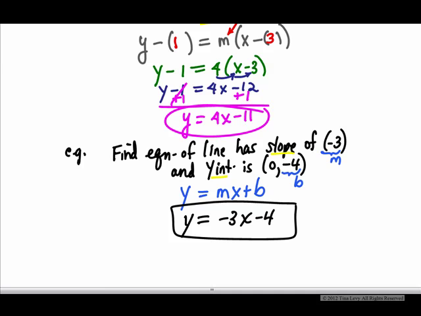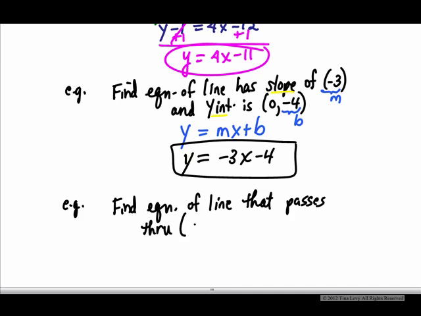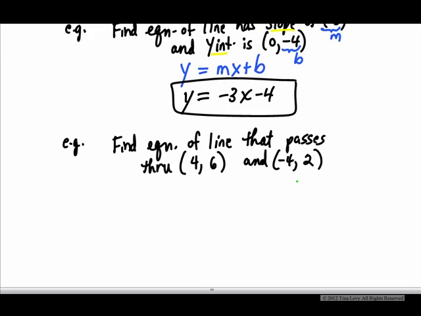Working another one, another variation is, suppose I ask you to find the equation of the line that passes through 2 points. Suppose I tell you that it passes through the points 4, 6, and negative 4, 2. This problem, we don't have 1 point, we have 2. So we don't yet have the slope, but we have the ability very easily to get the slope. So we're going to use the point-slope form.